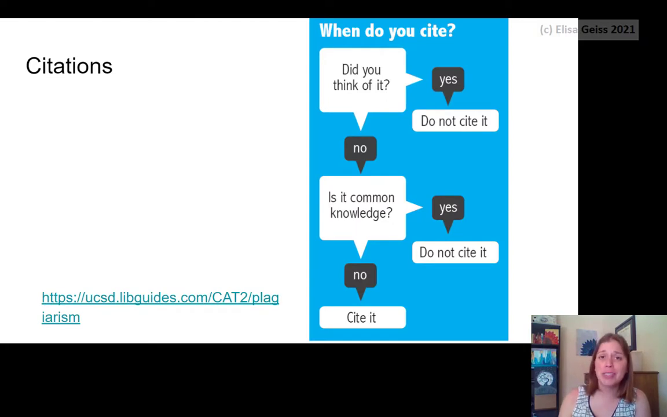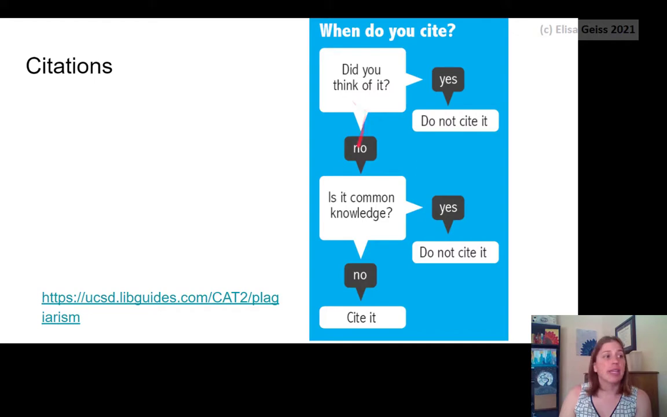So I've been throwing around this term citations. What do I really mean? A citation is just giving credit to somebody else for the work that they did. This is a really handy little guide that you can follow. When do you actually need to cite or give credit to somebody, preferably right after you make that statement? Well, did you actually think of it? If that is a yes, you do not need to cite it. So if I thought about something, a novel way of thinking about something, I'm making my own argument about something, I don't need to cite it, right? It's my own ideas.